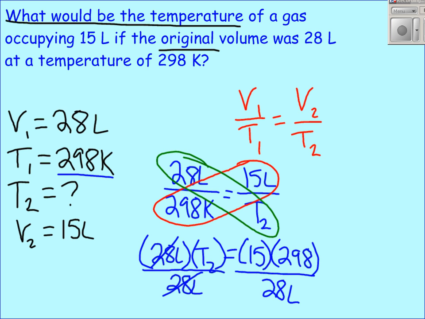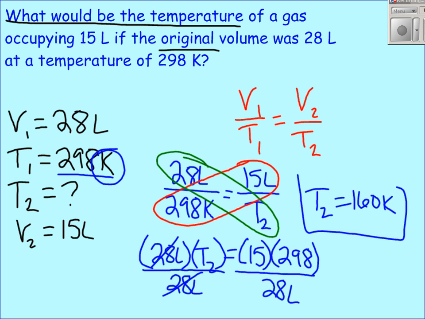My T2 is going to equal 15 times 298 divided by 28. My answer that I get here with correct sig figs is 160 Kelvin. Since my original information was given in Kelvin, I can leave my unit in Kelvin as well.